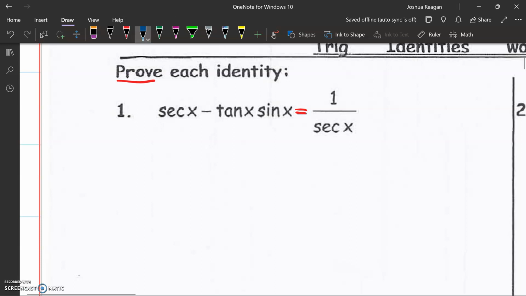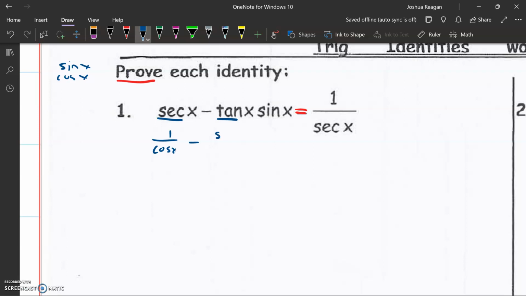First off, to make this easier for myself, I recommend always changing any of these ones, secant, tangent, 1 over secant, whatever it is, and writing it in terms of sine and cosine. That will help us, right? Those are the easiest, most basic things to work with. So secant we can write as 1 over cosine of x.